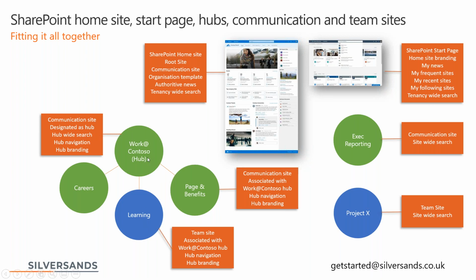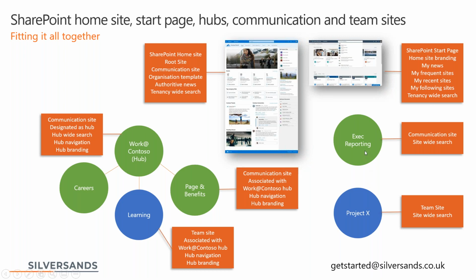And obviously one of the things a hub site does is it gives us some consistent navigation, consistent branding, and it allows the search to be scoped to all of the sites within all of the associated hub sites, okay? And over here, I've got a couple of other sites. So these are just SharePoint sites that sit on their own. So I've got a communication site, exec reporting, and I've just got a project site sitting here.